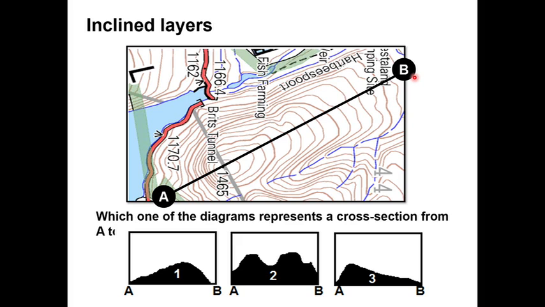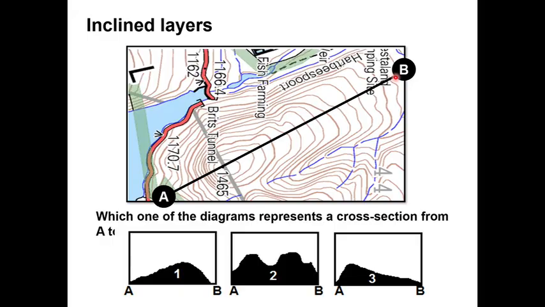And the question is, which one of the diagrams represents a cross-section from A to B? Which one of these diagrams? If you have a look at these diagrams, here's A, there's B, immediately you must notice the following. Here we've got contours close to each other, and on this side they are much further apart.